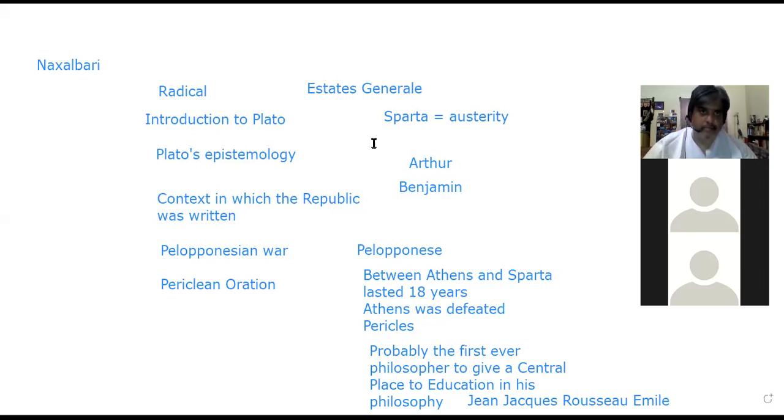And you will also see that Rousseau was himself a radical, but I'll talk about him later. I've already spoken about other things far too long. Now let's come back to Plato.